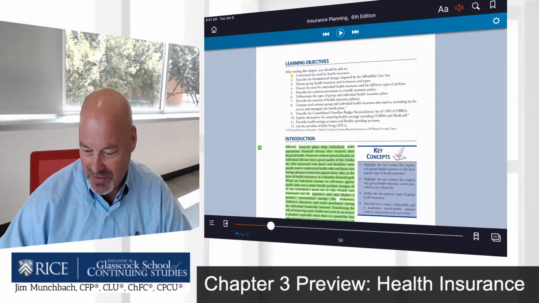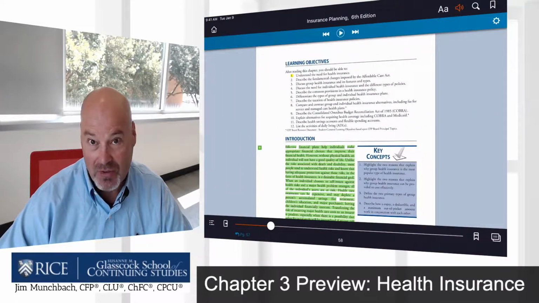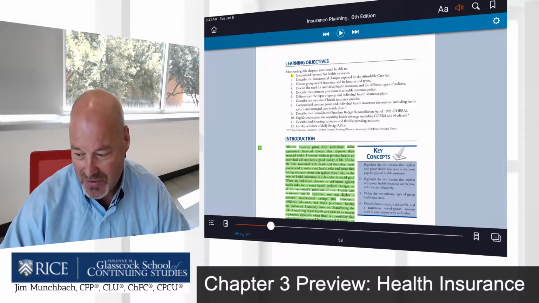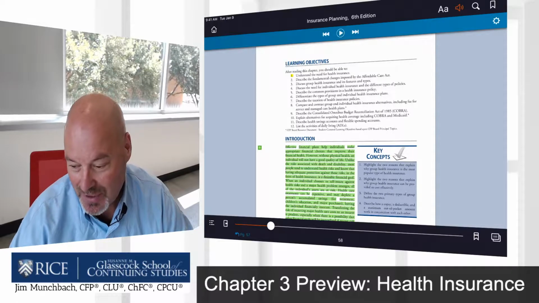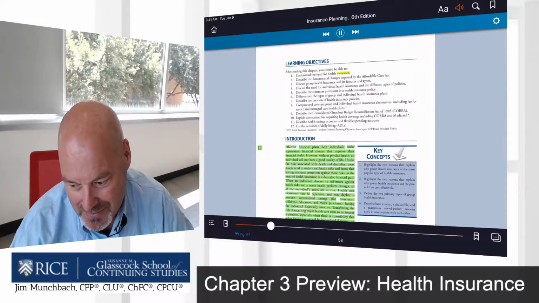So here's what we're going to do. We're going to spend just a few minutes going over the learning objectives. And the way I'd like to do that is I'd like to try to push this little button and see what happens. 1. Understand the need for health insurance.